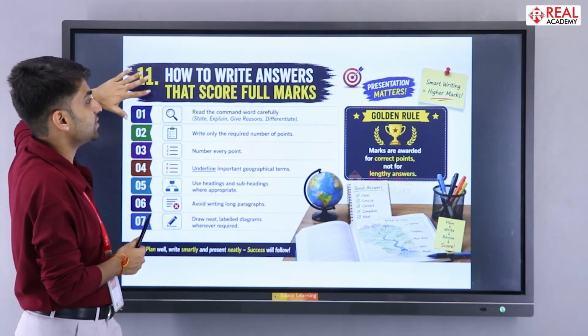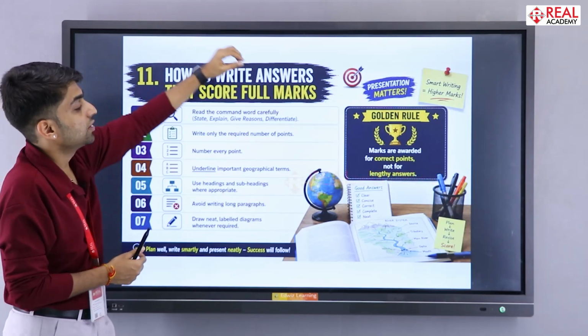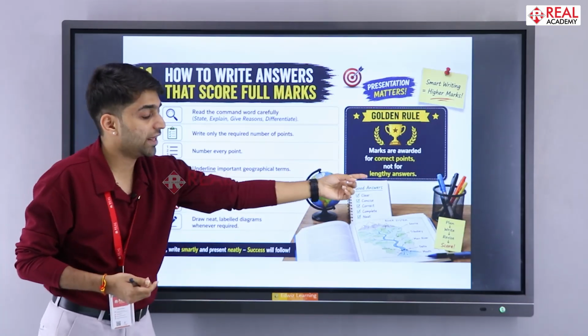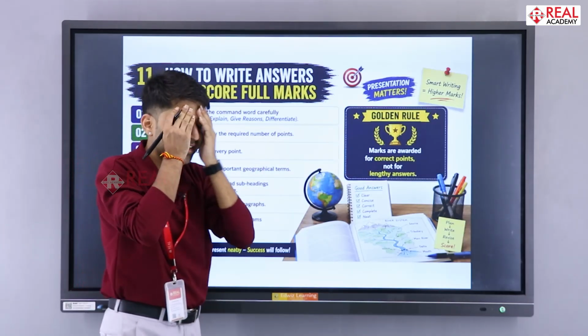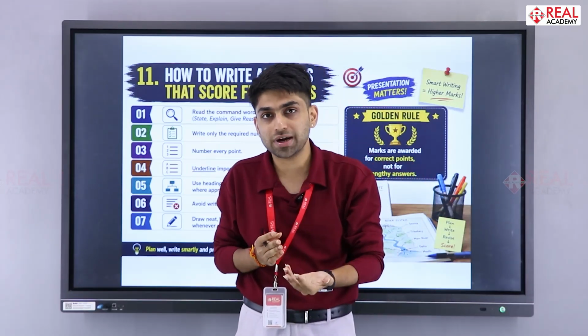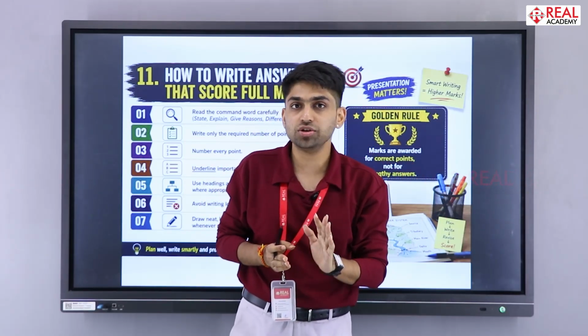Then how to write answers that score full marks. Remember the golden rule, marks are awarded for correct points and not for lengthy answers. Most of the students have this misconception that if their answer is lengthy, they are going to get full marks in that. But that's the wrong assumption you make.